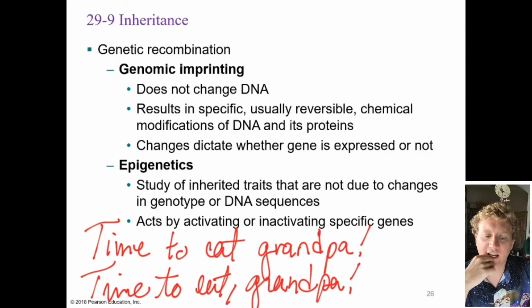So take a look at those 2 sentences and tell me what the difference is between the two as far as the meaning is concerned. Because when I read those, the first one says, Grandpa is coming for dinner. We are going to eat him because he's tasty and he's old.